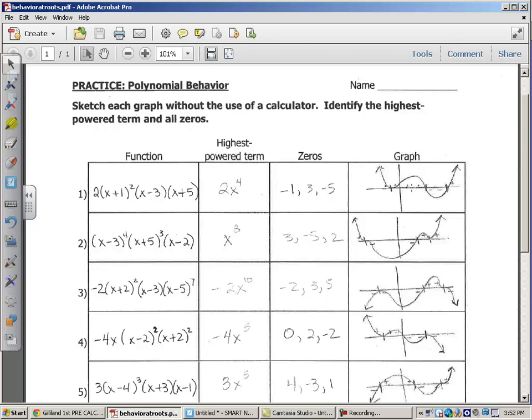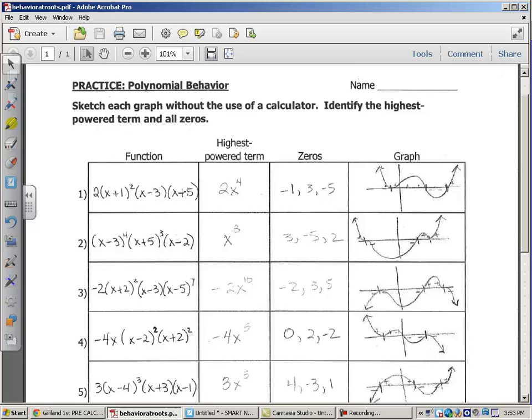Now let's take a look at what happens to the graph at those three places. At -1, the graph does not go through -1. It comes down to -1 and bounces back up. We're going to call this a tangent. The reason it does that is because the exponent on the root of -1 is even. Anytime you have an even exponent on a root, the graph is going to display this tangent behavior. It's going to bounce off of the axis.